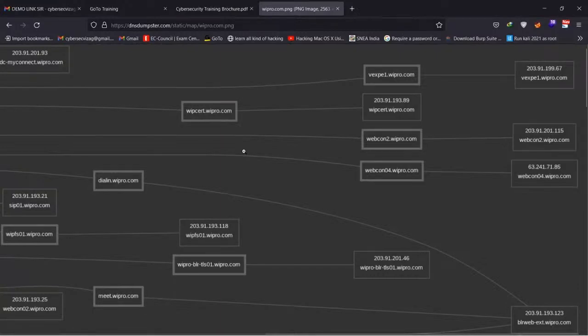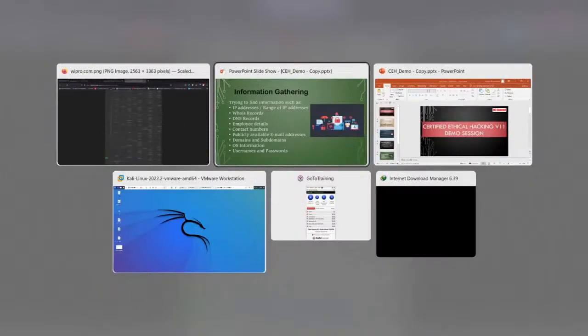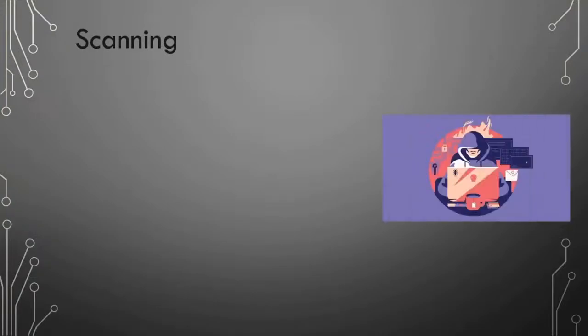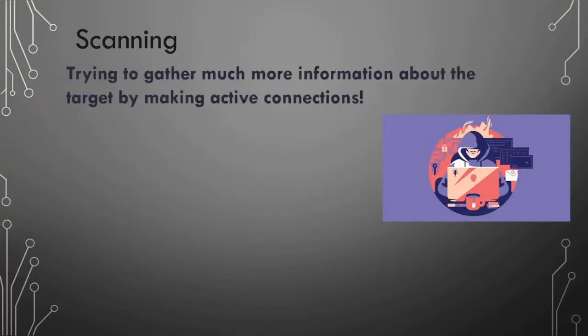After information gathering is done, we go to the next phase, which is known as scanning or enumeration. Now, one of you asked me what scanning or enumeration is. This is nothing but trying to get some extra information about the target by making active connections. What I mean by active connections is that you will directly connect to Wipro servers, and from them you will try to fetch the information. Similarly, enumeration is about gathering as much information as possible about all the services that are running on the target organization.